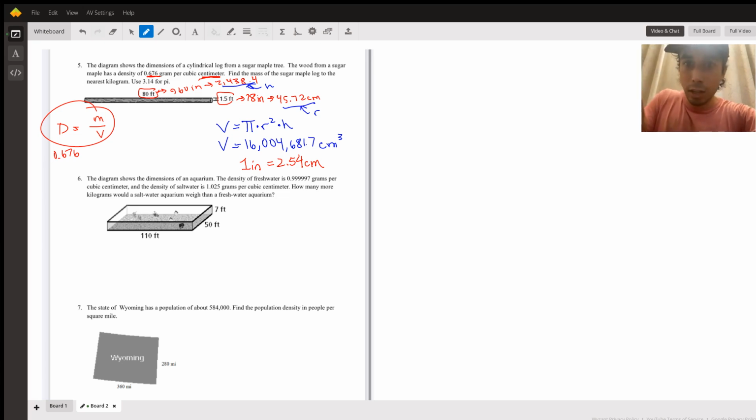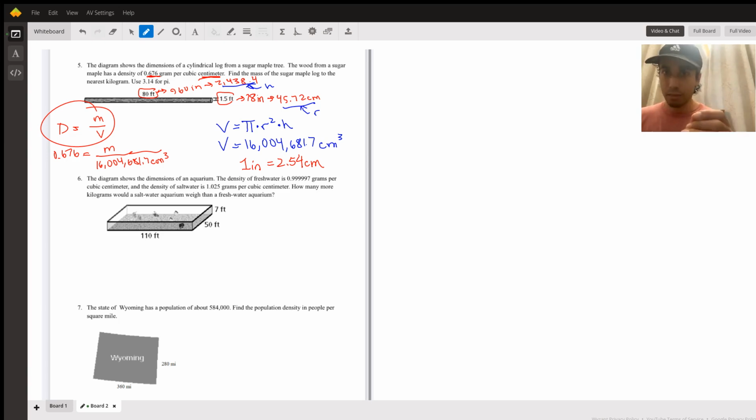All right, and then our mass. The mass is what we are solving for. And the volume is 16,004,681.7 cubic centimeters. All right, so we're going to multiply that 16 million by 0.676. All right, that's going to give you the mass, but make sure you're aware of what that mass is.